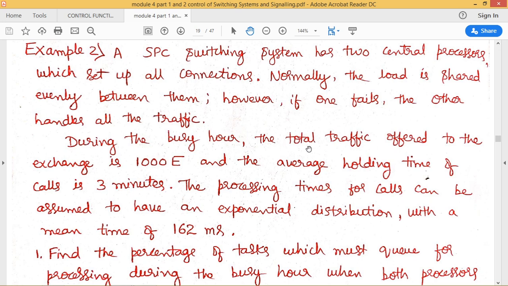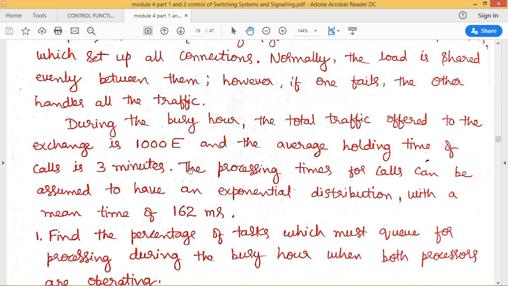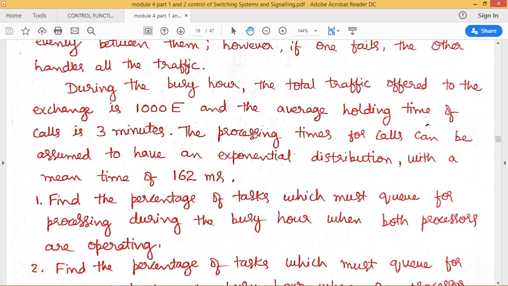During the busy hour, the total traffic offered to the exchange is 1000 Erlang. So during the busy hour 1000 Erlang of traffic is applied to an SPC exchange, and the average holding time of a call is 3 minutes. That means H, the average holding time, is given as 3 minutes inside a busy hour, and the processing times for calls can be assumed to have an exponential distribution, with a mean time of 162 milliseconds.